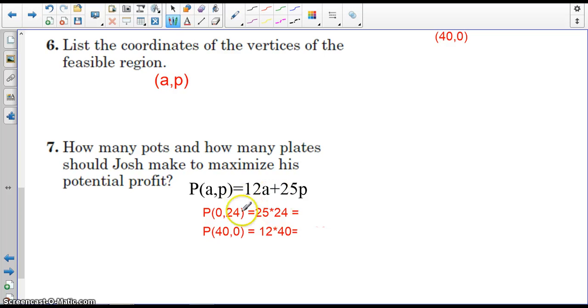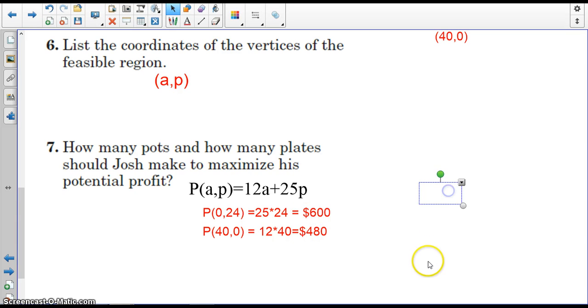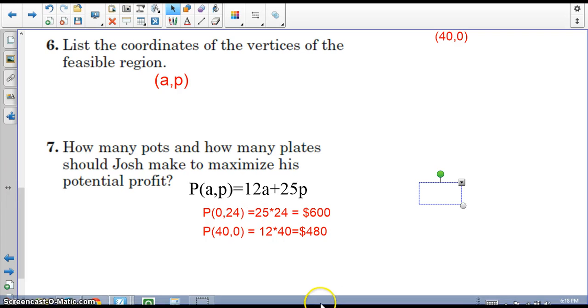So here you're only plugging, for the first one you're only plugging into P, so it's 25 times 24. The second one you're only plugging into A, so it's the 12 times the 40. And drum roll please, maybe, 16,400. So the way to go is to make 24 pots.